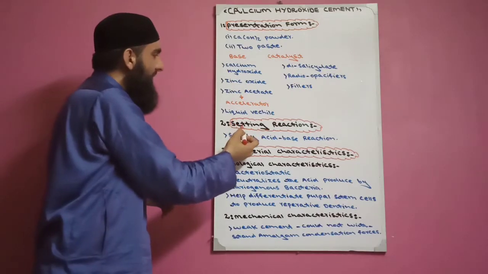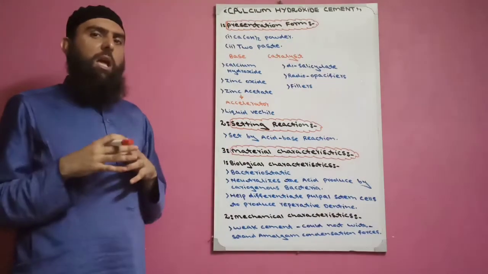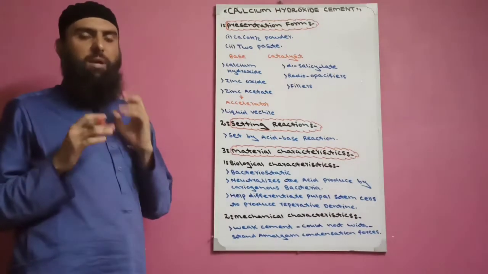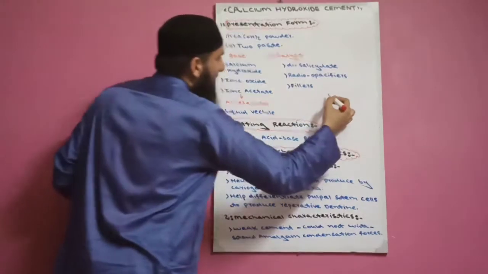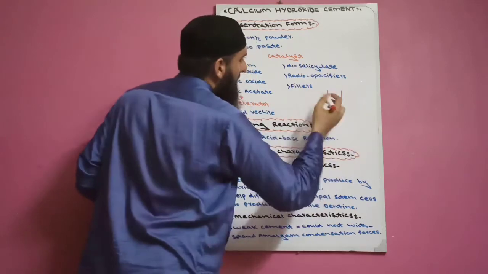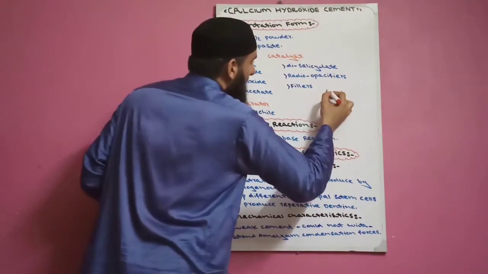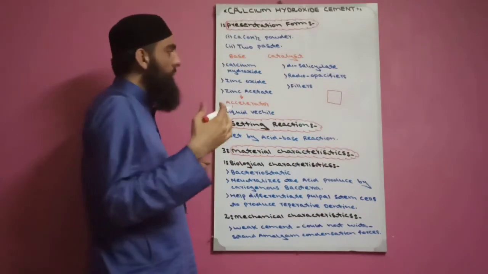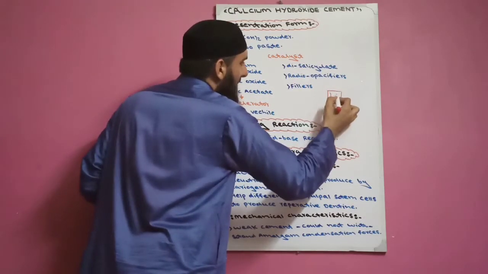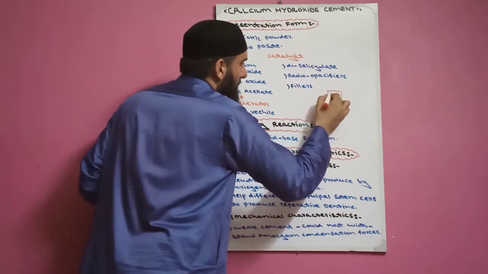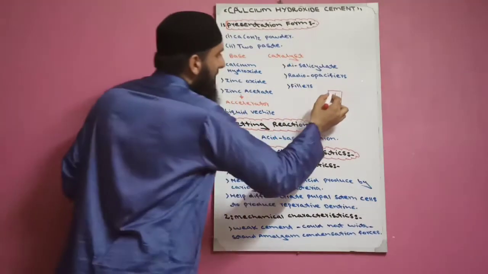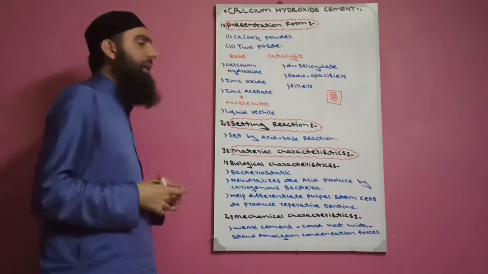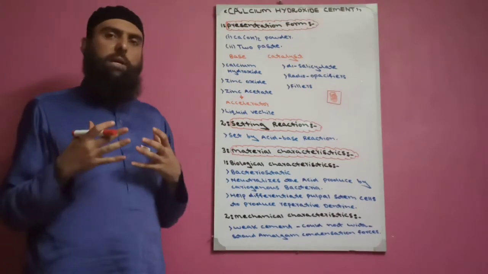Now come to the setting reaction. Before the setting reaction, how do we mix the two-paste system of calcium hydroxide? First we take a glass slab or paper pad. On the glass slab or paper pad, we take an equal length of two pastes. One is base paste, the other is catalyst paste. Then we mix these two pastes, base and catalyst. This is the mixing procedure of calcium hydroxide cement.